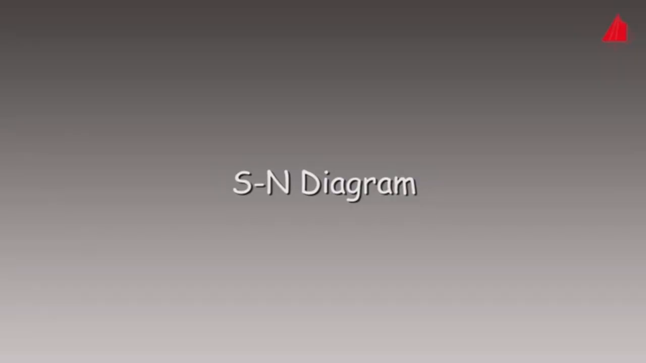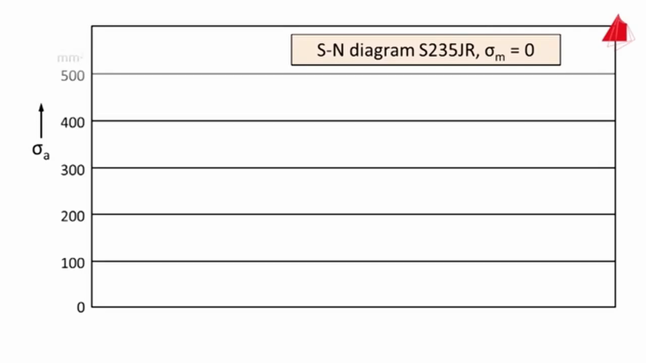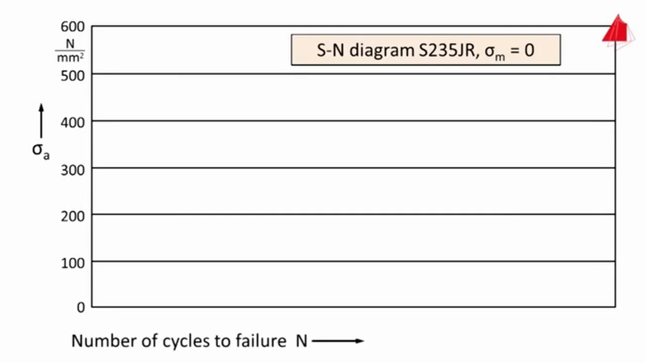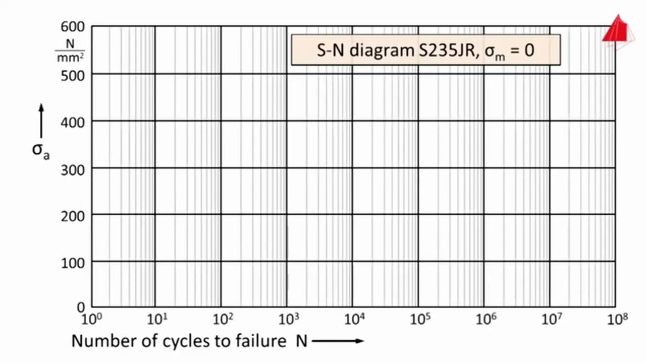For graphical representation, the SN diagram is used, also termed Wöhler diagram. In an unusual manner, the predetermined variable is plotted upwards on the y-axis. It is the stress amplitude sigma A. And the result of the test, the number of cycles to failure n, is plotted to the right on the x-axis. To fit small and large numbers into the diagram, the x-axis is not scaled linearly, but logarithmically.